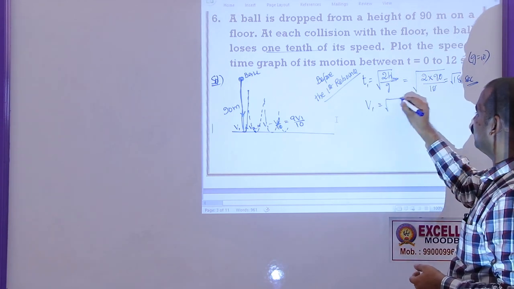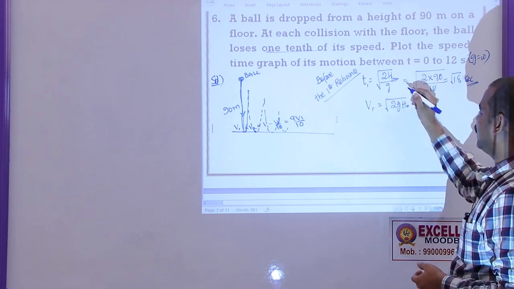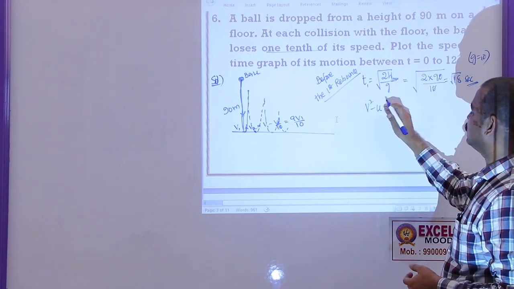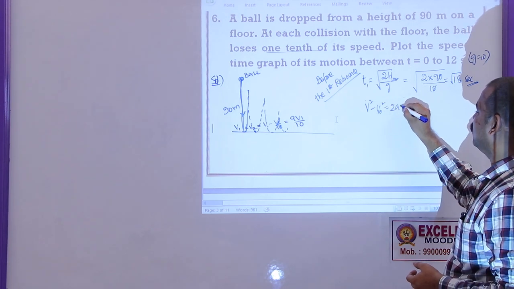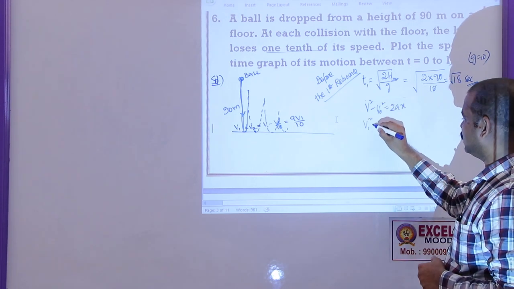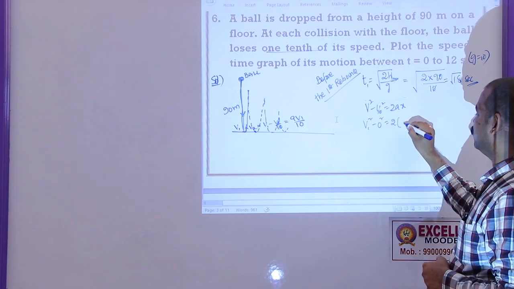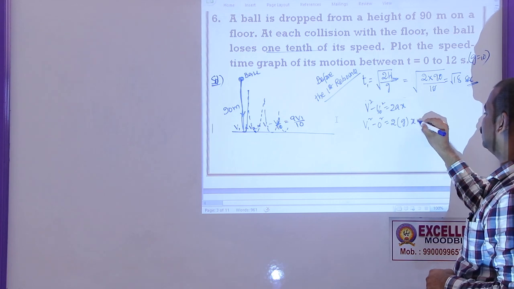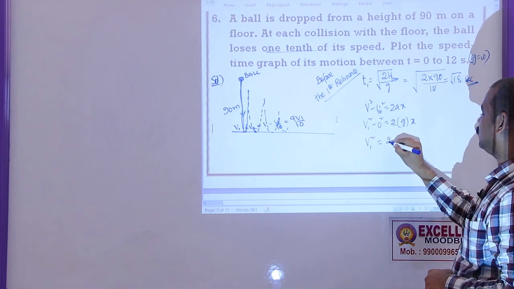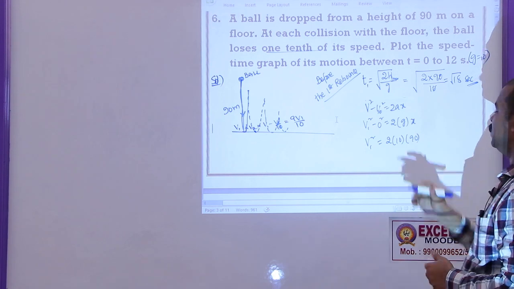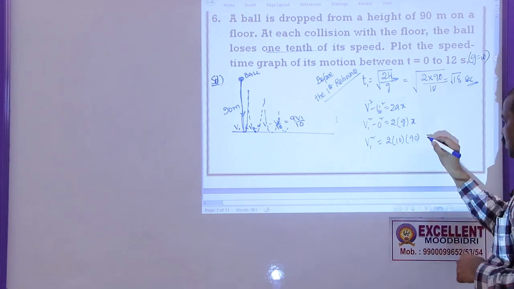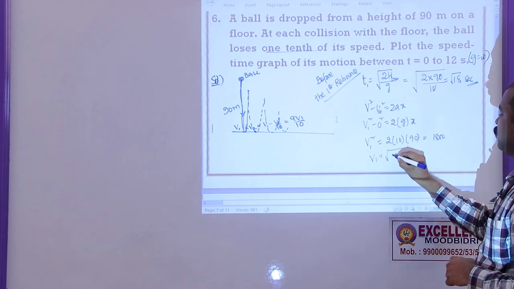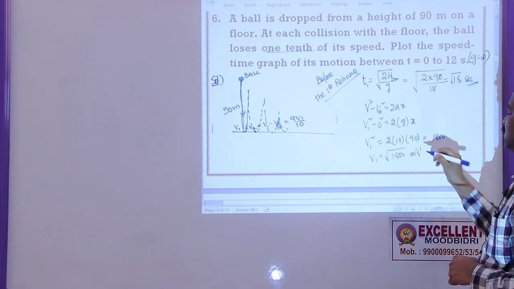Now, what is the velocity? Root over 2g h max. How did we get this value? Let me use the formula: V square minus V naught square is equal to 2ax. The final velocity V square, initial velocity 0 square, is equal to g, positive because it is coming down, and x is h max. So, V1 square is equal to 2 into 10 into 90. 9 twos are 18, so this is 1800. So, V1 is equal to root 1800 meter per second.